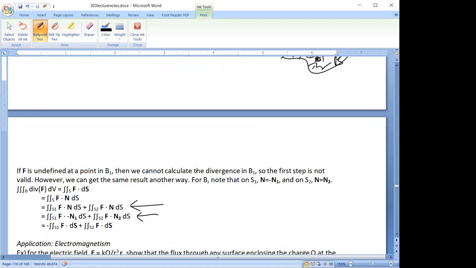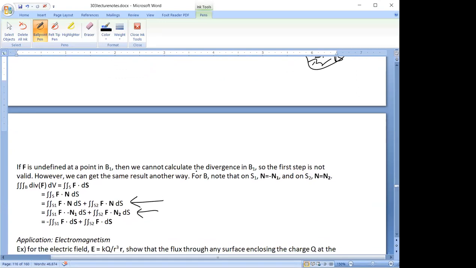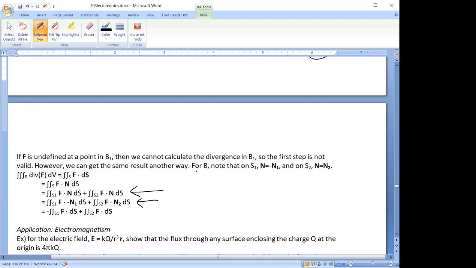Our next application is electromagnetism. So we know the formula for the electric field, E equals kQ over r cubed times vector r. Show that the flux through any surface enclosing the charge Q at the origin is 4πkQ. Remember that we did this previously for a sphere. Now we're going to generalize it to any surface.